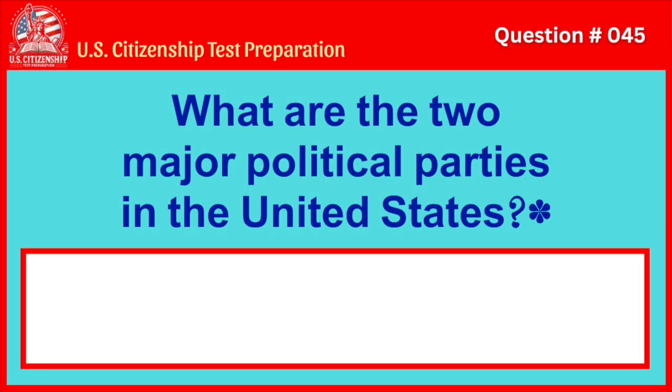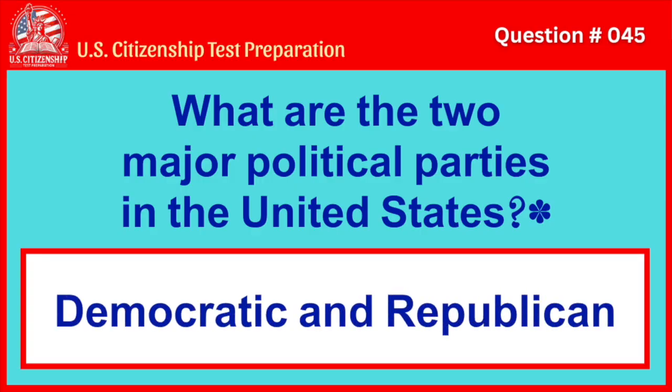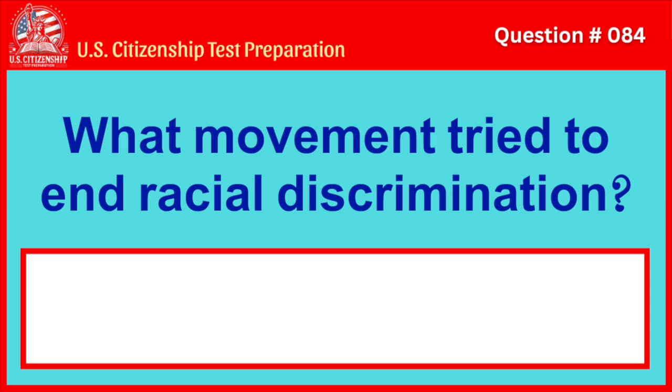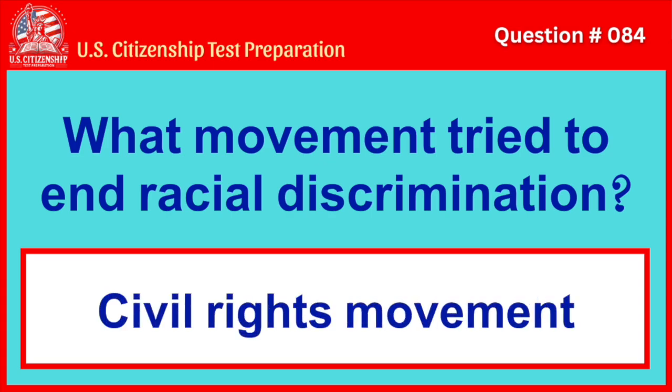What are the two major political parties in the United States? Democratic and Republican. What movement tried to end racial discrimination? Civil rights movement.